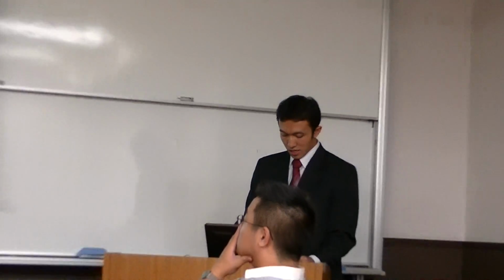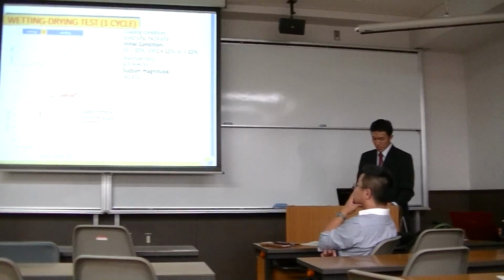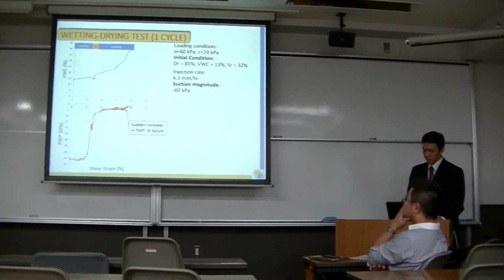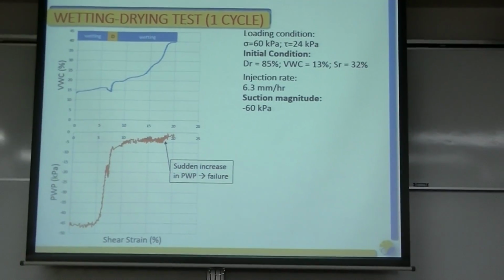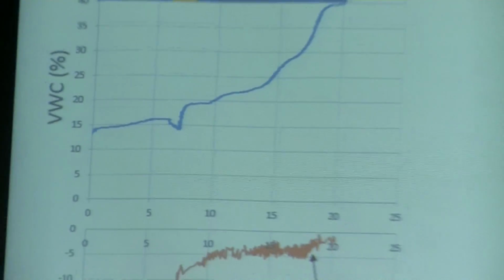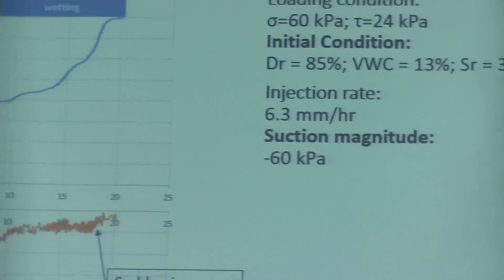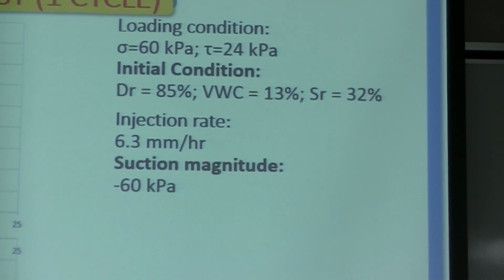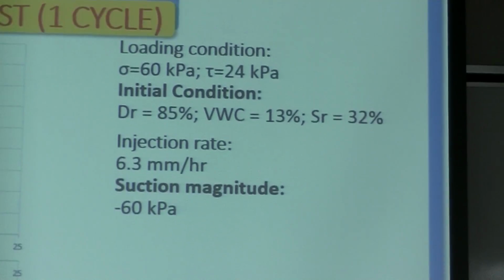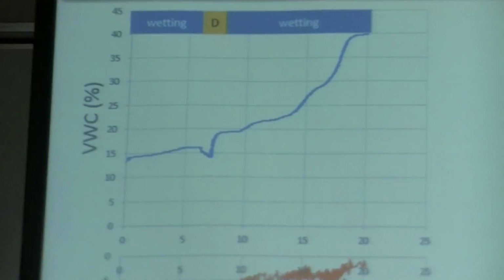And here is one of the results of my test. In this test, I was simulating a condition of slope that is subjected to rainfall, dry condition, and then rainfall again until it reaches some failure point. Here we can see 2 graphs with shear strain on the horizontal axis. We have volumetric water content in the upper graph and water pressure in the lower graph.